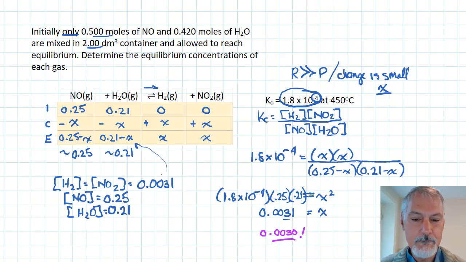So when you have very, very small equilibrium constants, that suggests that the change in your reactants will be extremely small and you can neglect them, and it makes it a little bit easier to solve your problem. So those are a couple of shortcuts you should be aware of.